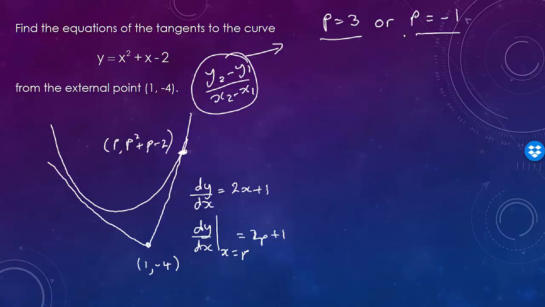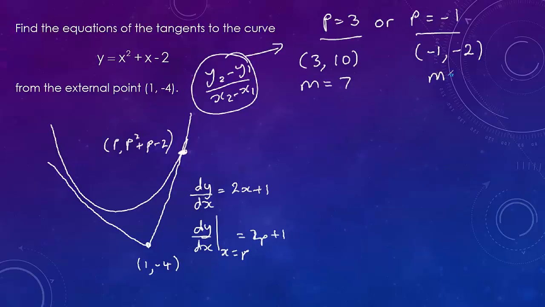So let's look at each of those situations. If p is equal to 3, then our point of contact is x equals 3, and then we've got 9 plus 3 is 12, take away 2, so that's (3, 10). If p is negative 1, then we've got x equals negative 1, and then that will be 1, take away 1, take away 2, so that's negative 2. And the gradient in each case, if p is equal to 3, that's going to be 7. And if p is negative 1, it's going to be negative 1.